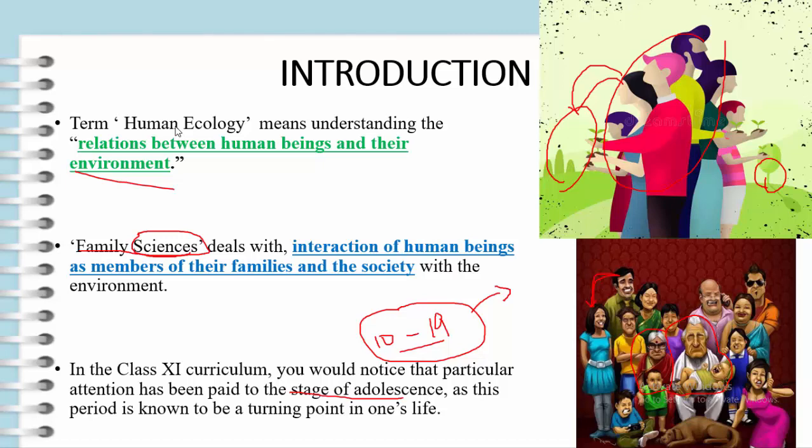You may get the doubt of why we have to study home science, why we have to study human ecology and family sciences. It's because you are in the stage of adolescence. Adolescence is a stage of 10 to 19 years of age. This is a very crucial period because a lot of physical, emotional, psychological changes will take place, and whatever changes take place between this age group will last lifelong. So the subject will help you to understand about yourself, to understand about the surroundings in which you are living.